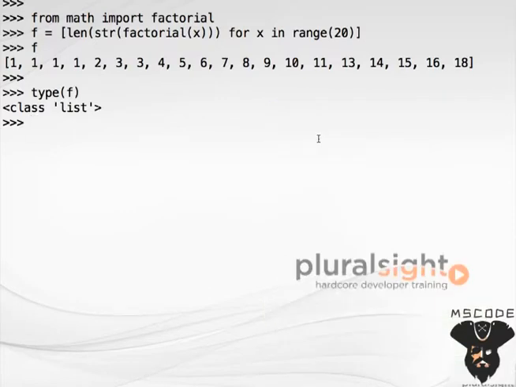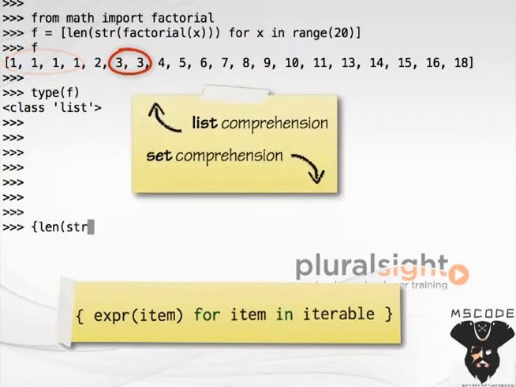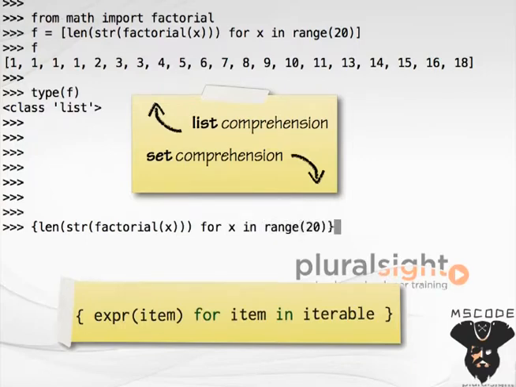Sets support a similar comprehension syntax using, as you might expect, curly braces instead of square brackets. Our number of digits in factorials result contains duplicates. By building a set instead, we can eliminate them. Although note that the resulting set is not necessarily stored in a meaningful order, since sets are unordered containers.